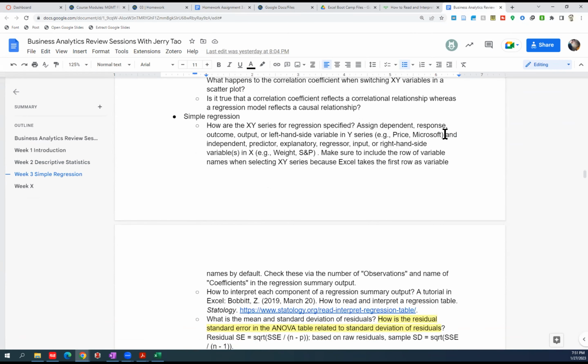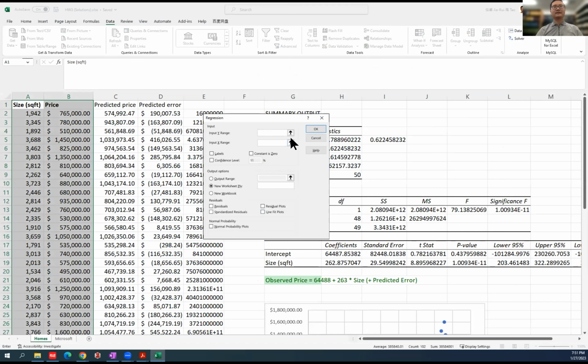I also included in my notes that the response variable can be named using many different aliases. It could be called the dependent variable, response variable, outcome variable, output variable, or the left-hand side variable. We just call it Y. I think that's simpler for the case in Excel. On the other hand, the predictors can be called independent variable or predictor, explanatory variable, regressor, input variable, or right-hand side variables, because we can have one or more predictors. In our case, in this week's example, we are using simple linear regression. That's why there's only one predictor in X.